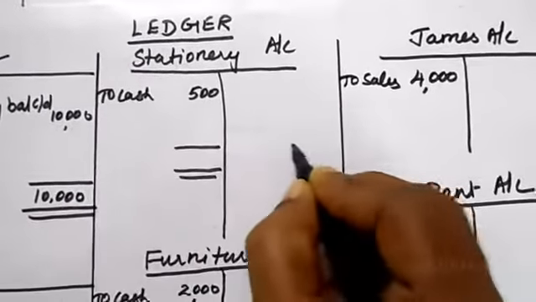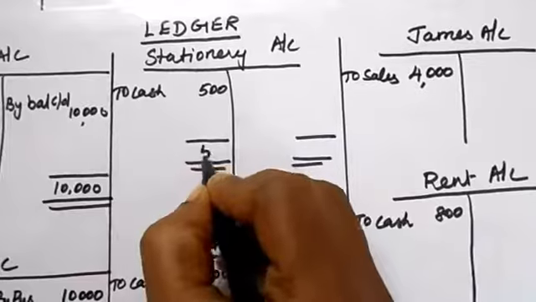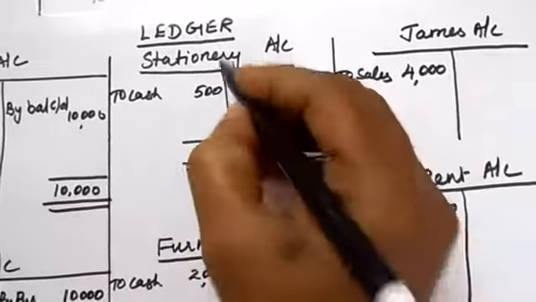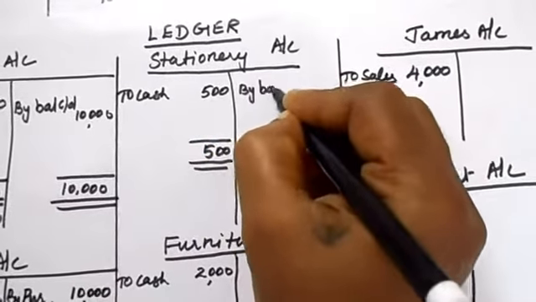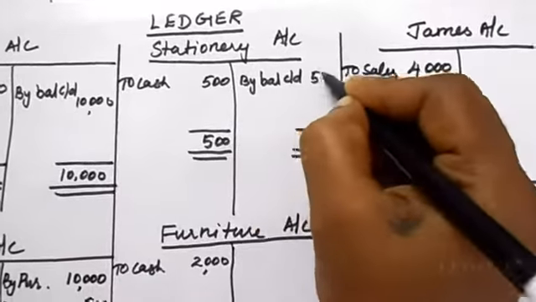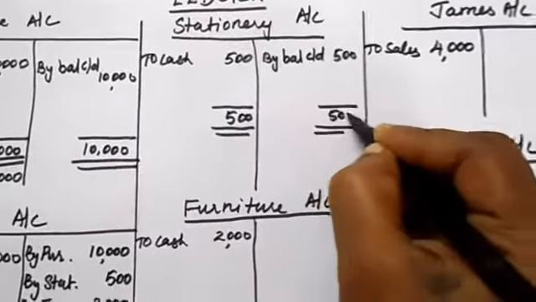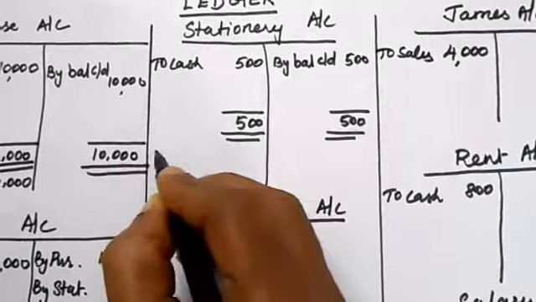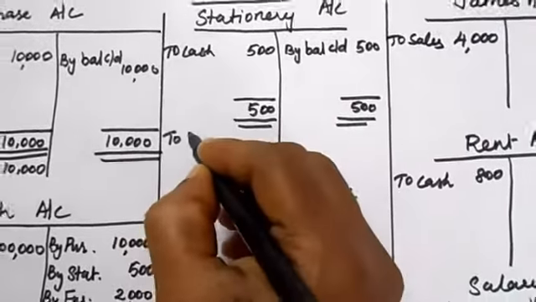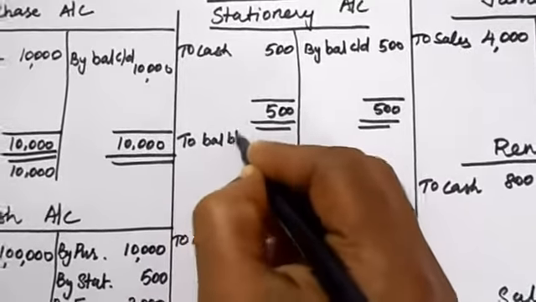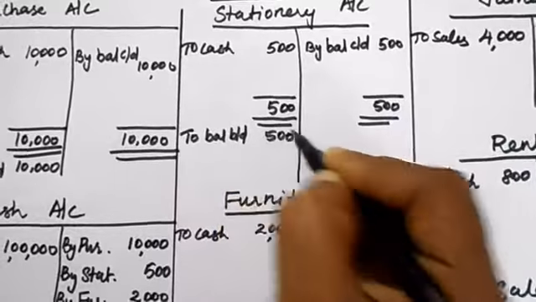Next, in the same way you have to open each and every account separately. Stationery account: debit side 500, credit side no amount. So by balance carried down, 500. Transfer this amount to the opposite side: to balance brought down, 500.